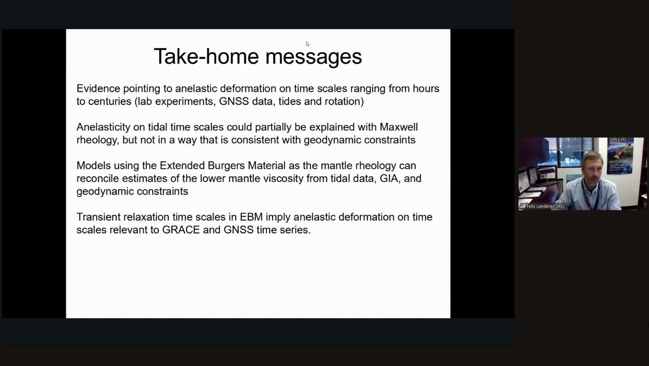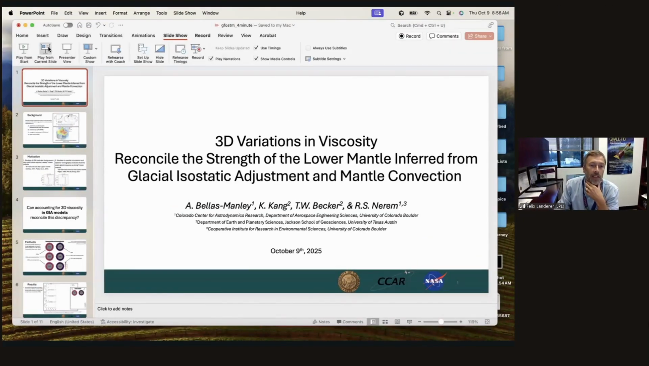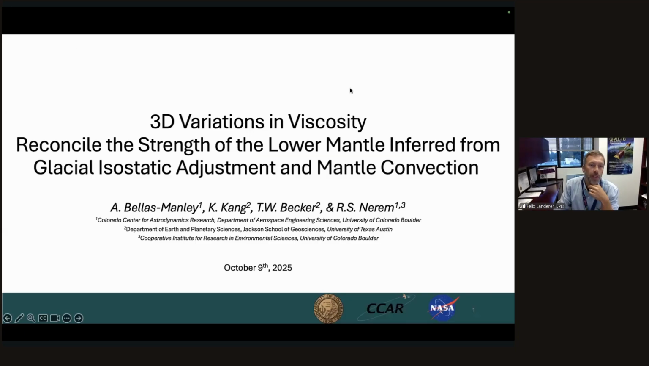Thank you, Lambert. Move right along. Ashley Bellis Manley from UC Boulder will talk about 3D variations in viscosity reconcile the strength of the lower mantle inferred from GIA and mantle convection.